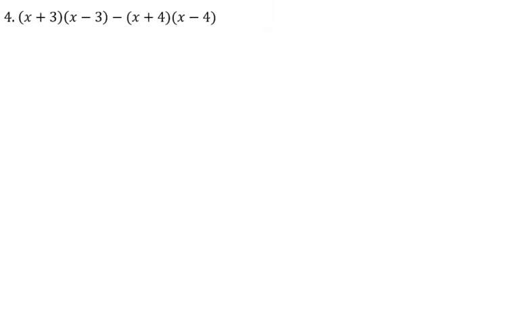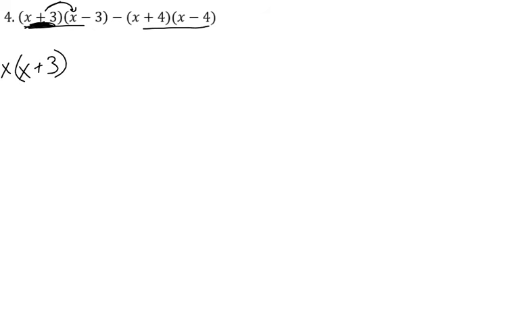Number 4, x plus 3 times x minus 3 minus x plus 4 times x minus 4. Multiplication comes before subtraction in the order of operations, so first I need to multiply both of these together. I'll do this using the distributive property one way, and then the reverse tabular for the other way. So I'm picking up an x minus 3 and distributing that into the x, so x times x plus 3.